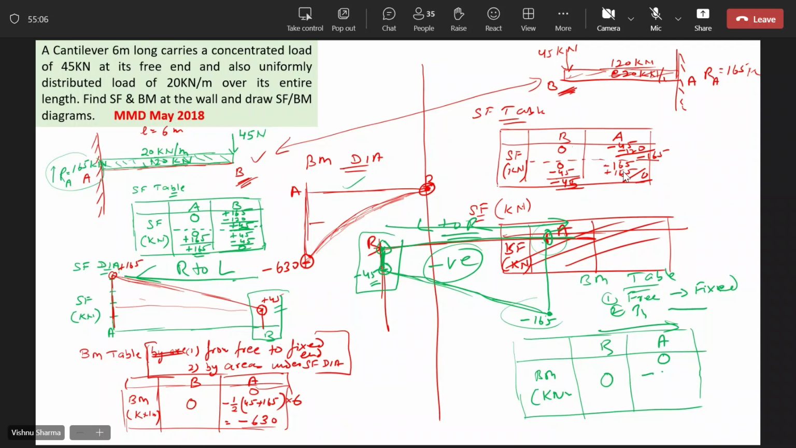So now it will be minus half into sum of the parallel sides into 6. It will be minus 630. So you see the BM comes exactly the same. At free end, it was 0 here. It is 0 here. At fixed end, it is minus 630. Now you'll say, sir, why is it not 0 at fixed end? Fixed end is not a free end, my friend. The fixture of the end does not allow the beam to rotate.